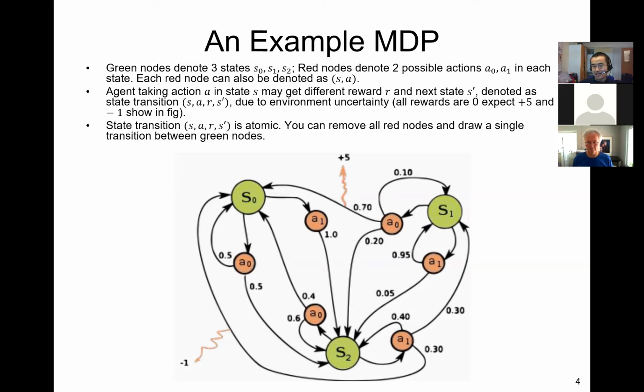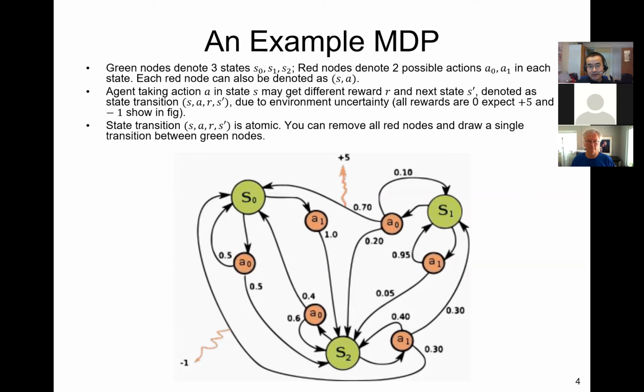For example, if you're playing chess or Go, your opponent's action is part of the environment. You cannot control it. You cannot predict it. Or if you are driving a car, the wind direction, the road slope, and the surrounding vehicles are all outside of the control of the agent. So it's uncertain.